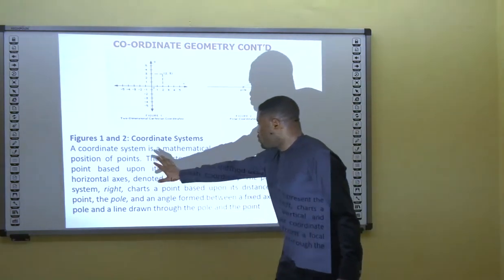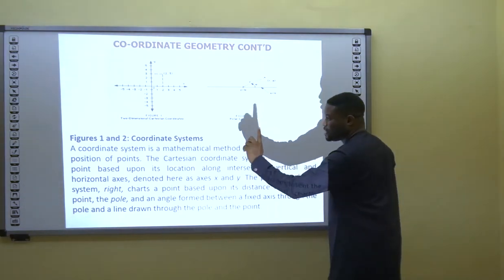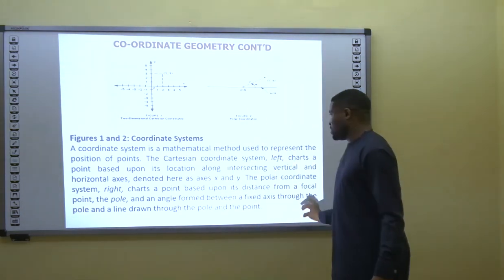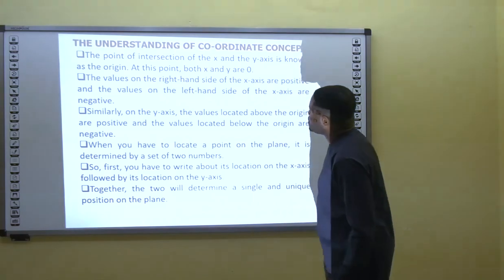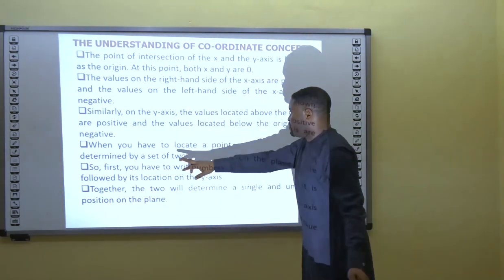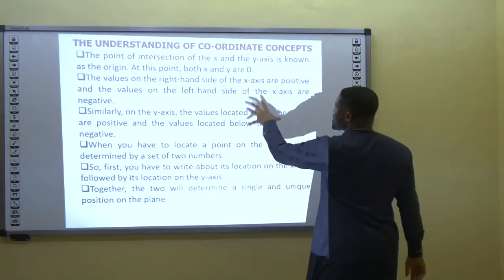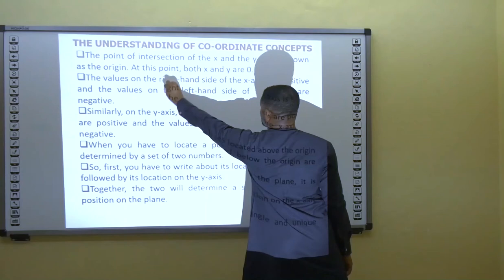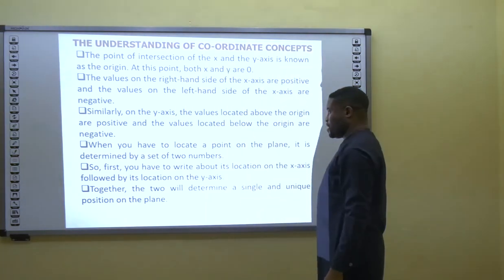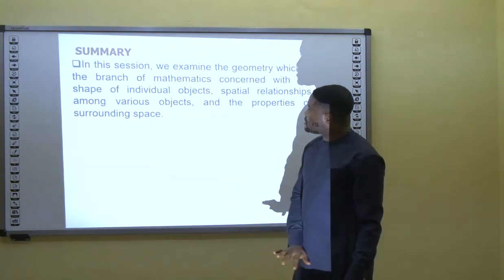A coordinate system is a mathematical method used to represent the position of points in the Cartesian coordinates. There are different points of intersection which we have shown in the graph before, and now this graph. Those different points can be on both the y and the x axis, which is all of this. So we move to the next.